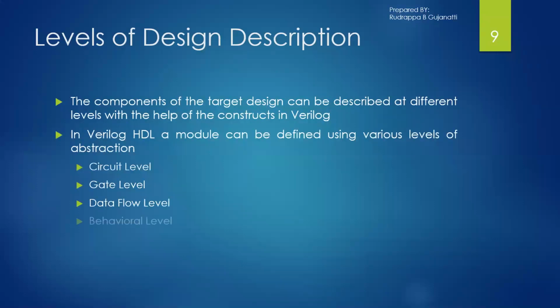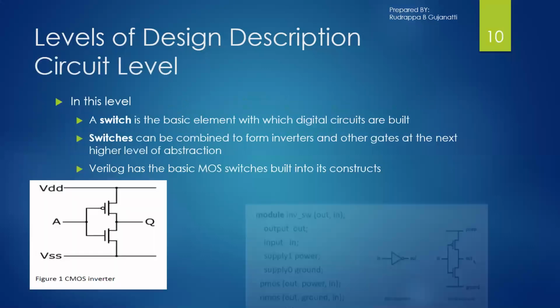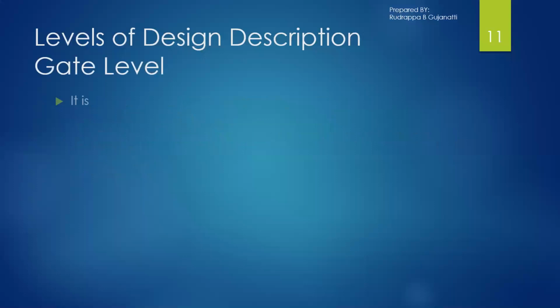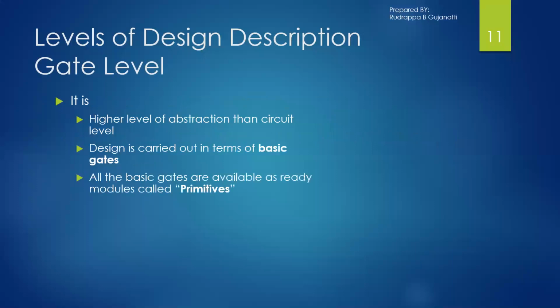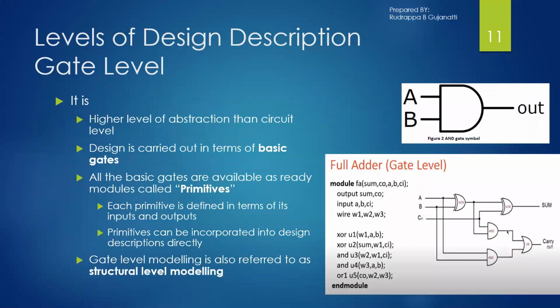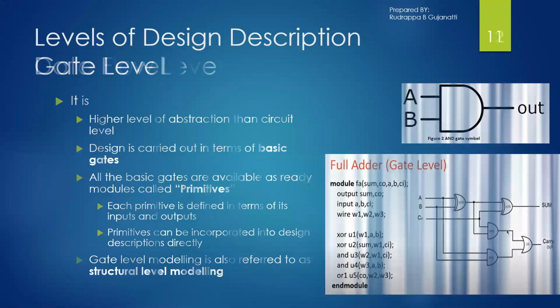In this we had discussed four types: circuit level, gate level, data flow, and behavioral. Circuit level is also called switch level. Gate level is also called structural level. Circuit level basically makes use of switches, and this is how the code appears. At the gate level, basic gates are the building blocks used to build the model, and this is how the code will appear.